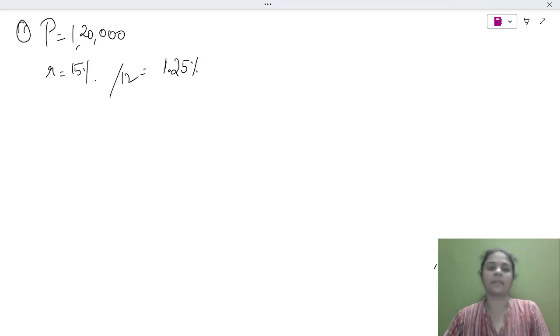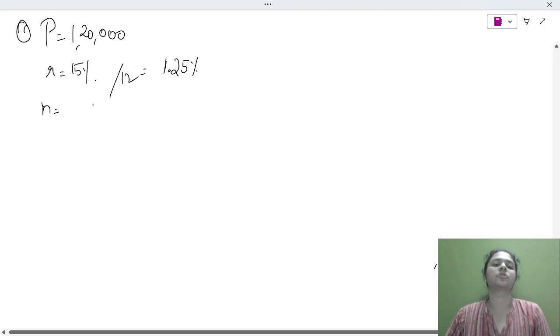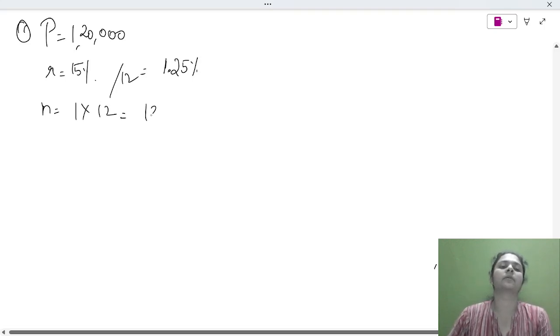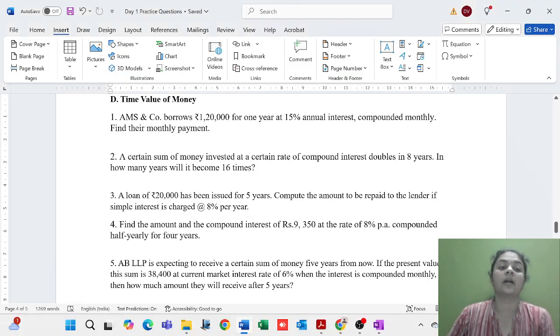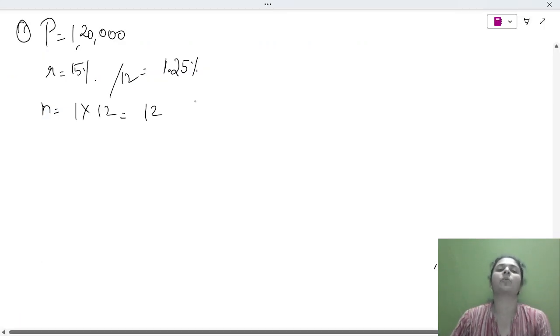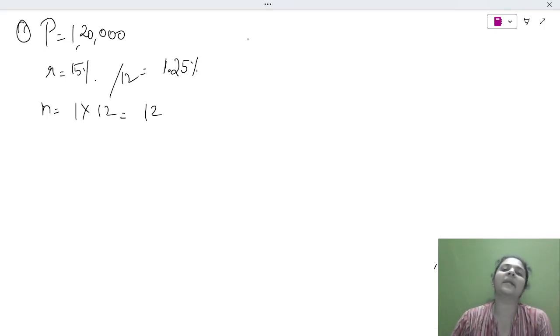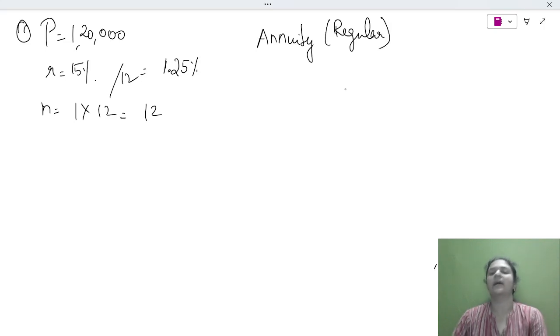Yes, ma'am. Okay. And N, how many years are they borrowing it for? 1 year. So 1 into 12, that is 12. Okay. Now find the monthly payment. Now the question is, what are they asking you? Monthly payment means it is a periodic payment. Periodic payment means it is an annuity. And if the question is silent, we are going to do annuity regular.